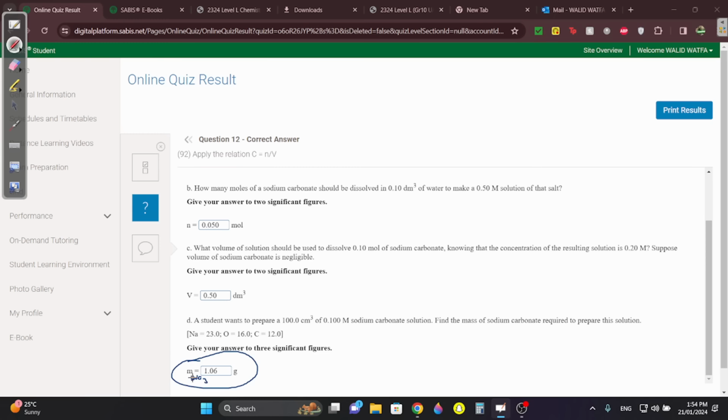Just please make sure to pay attention to the question. It's written somewhere. It will always be written somewhere. Just make sure you look for it. And I think the answer was 0.16 in the exam, part D.